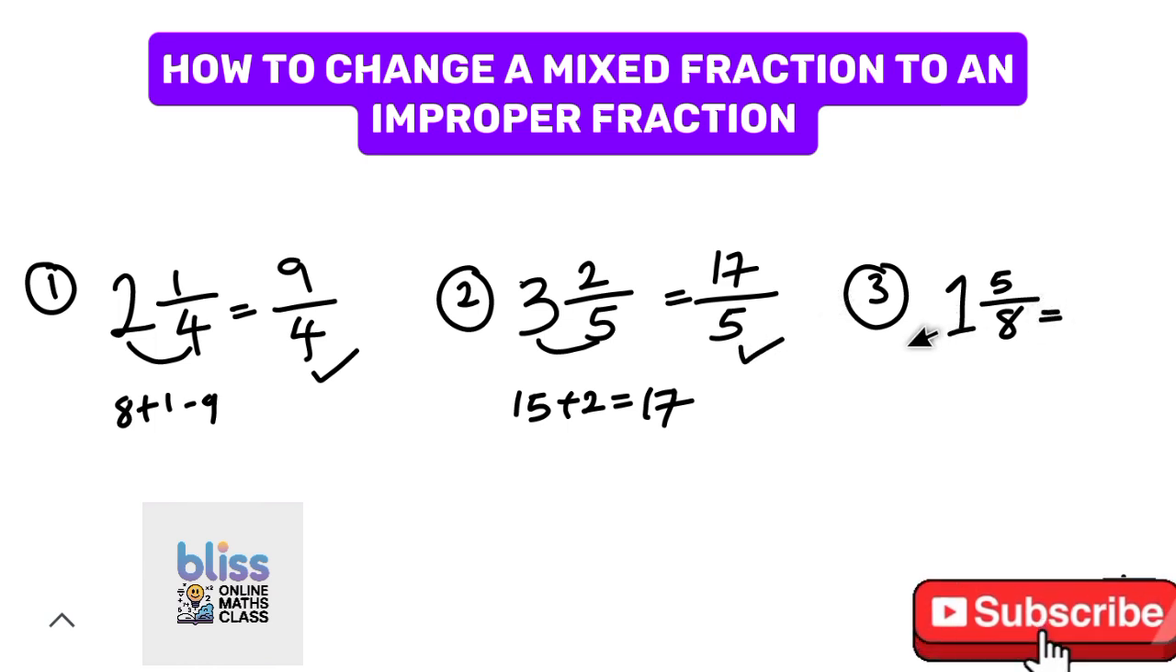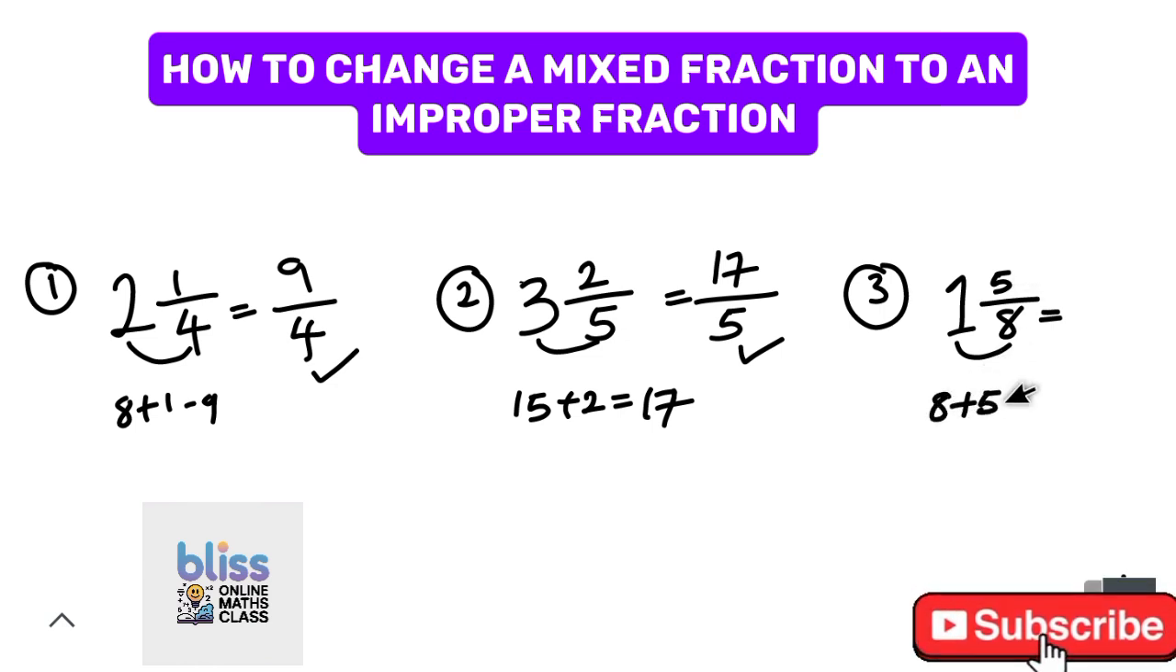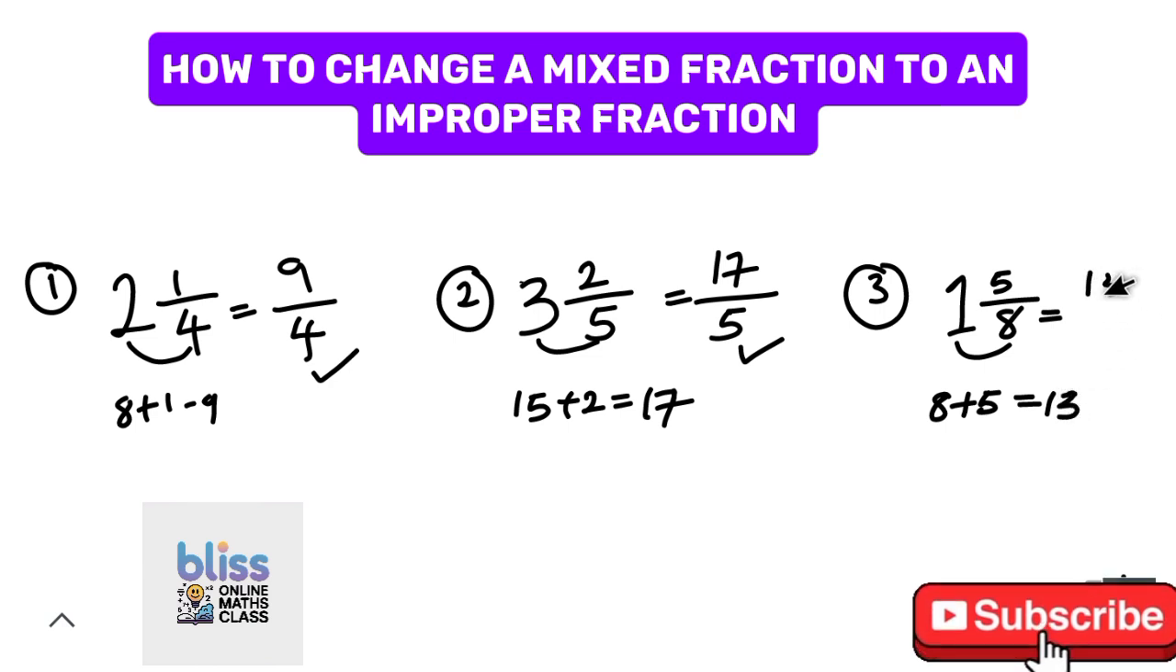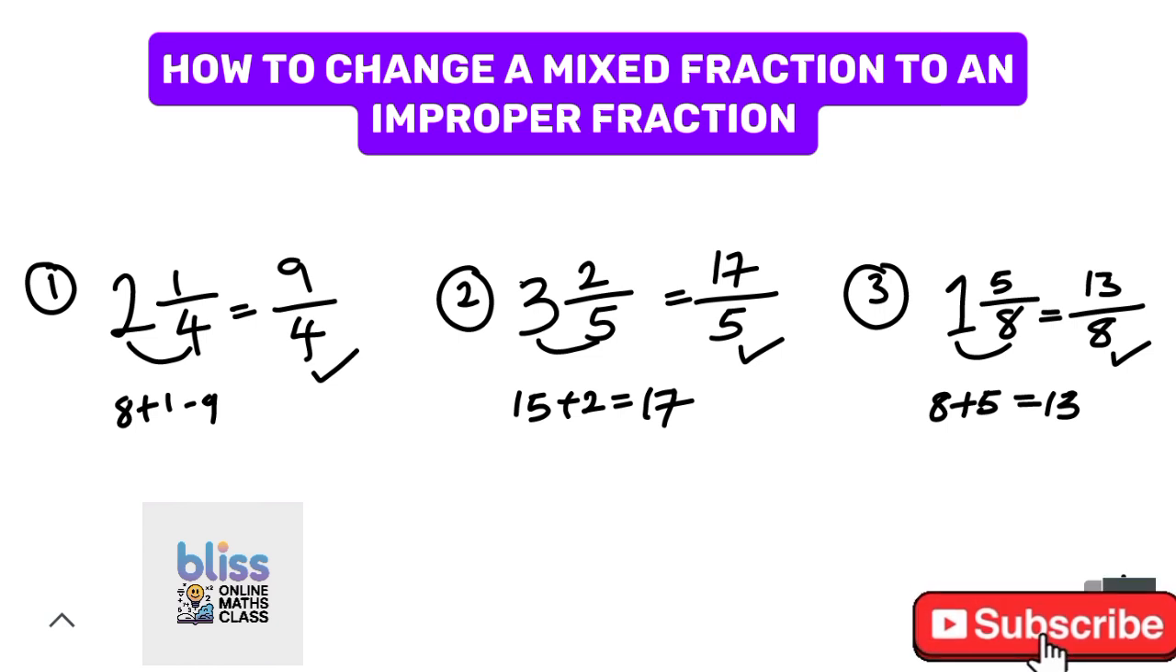Number 3, we have 1 whole number 5/8. You multiply 1 times 8. 1 times 8 is 8. 8 plus 5 at the top. 8 plus 5 will give us 13. You come and write 13 and bring down your 8. Therefore, your answer is 13/8. That's how to change your mixed fraction to an improper fraction.